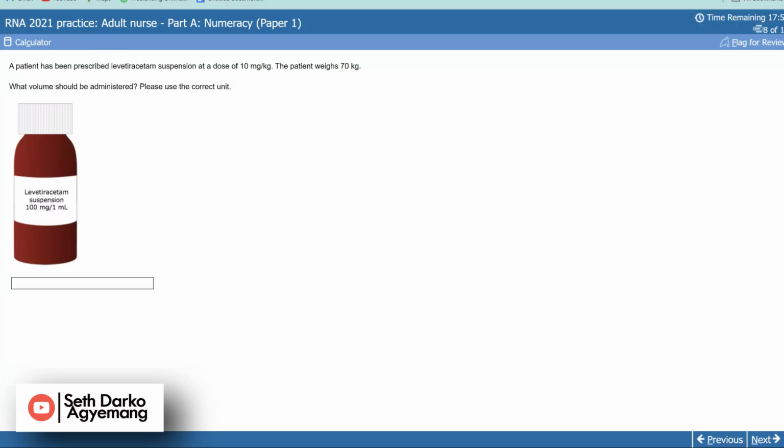We have a patient who has been prescribed levetiracetam suspension at a dose of 10 mg per kilogram. The patient weighs 70 kg. What volume should be administered? Please use the correct unit.